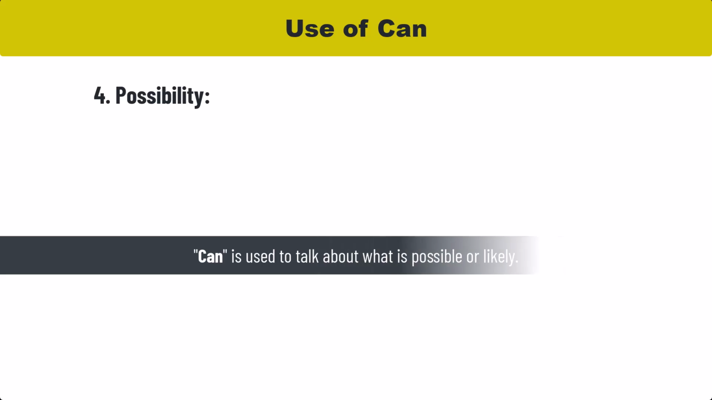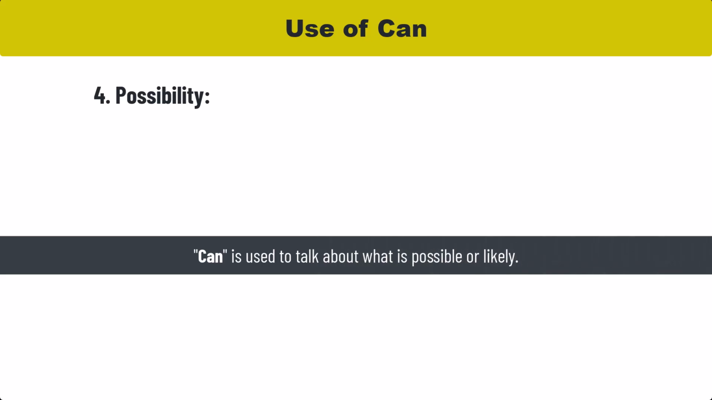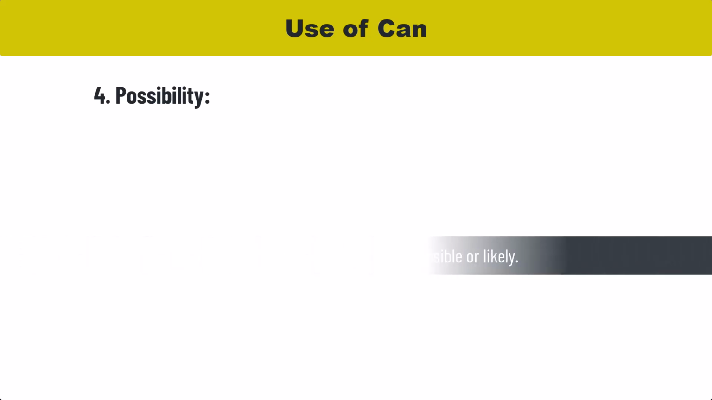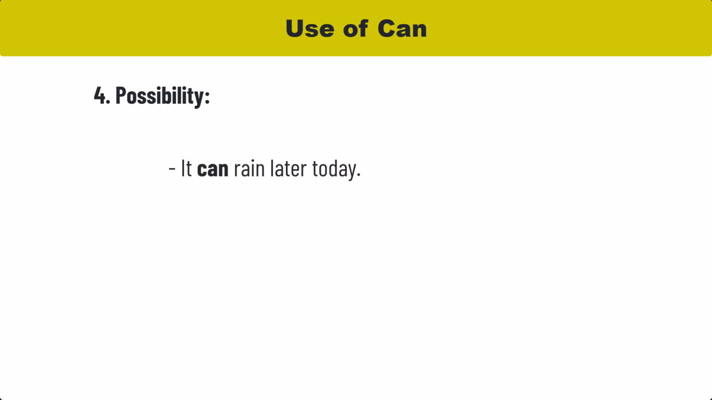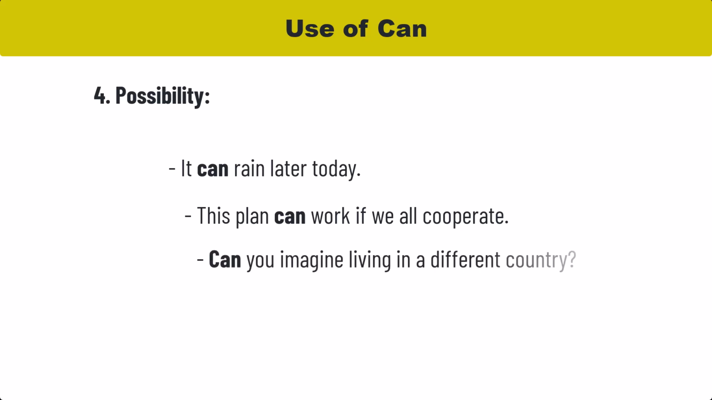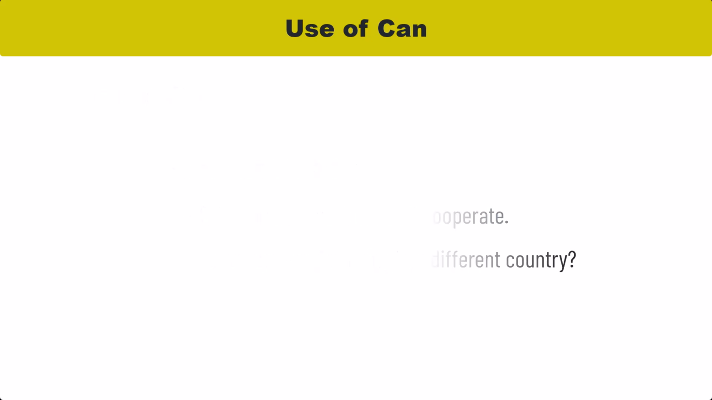Possibility. Can is used to talk about what is possible or likely. For example, it can rain later today. This plan can work if we all cooperate. Can you imagine living in a different country?